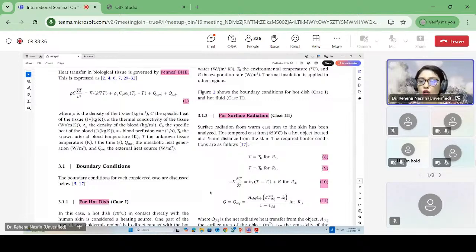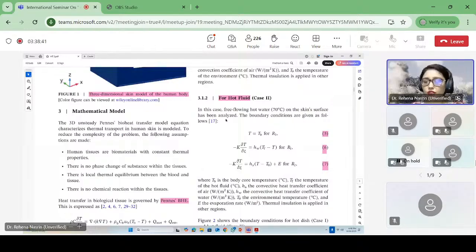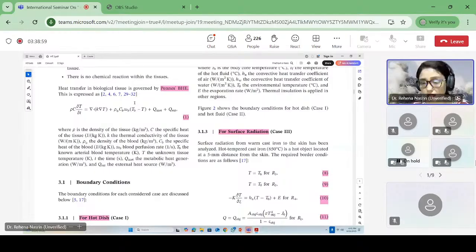How much burn occurs? That is the analysis part. Another part is hot fluid. Sometimes hot fluid can flow over our skin due to an accident, and our skin becomes burned. There are three types of burn intensity in our skin: first degree burn, second degree burn, and third degree burn.